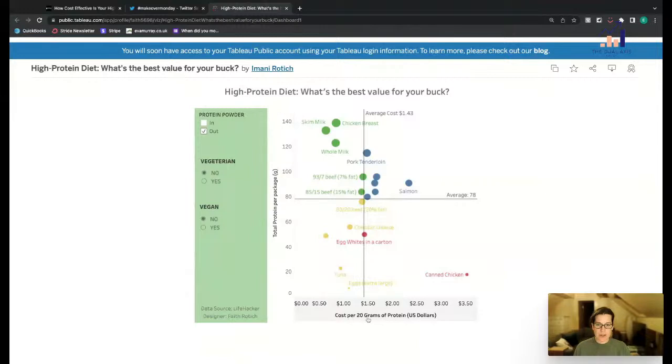And then cost per 20 grams of protein. So that is more comparable, right? Because we're looking at the cost for each of these items for 20 grams of protein. So this is in US dollars.